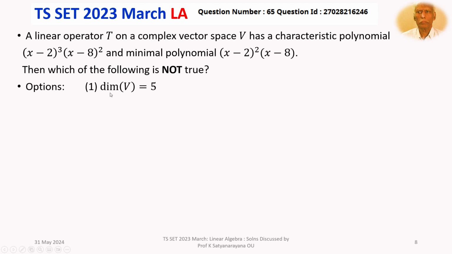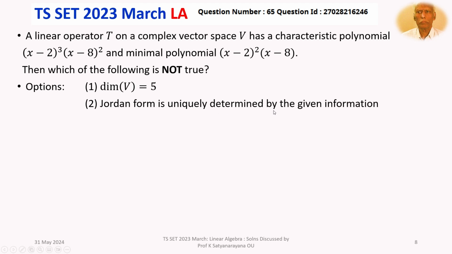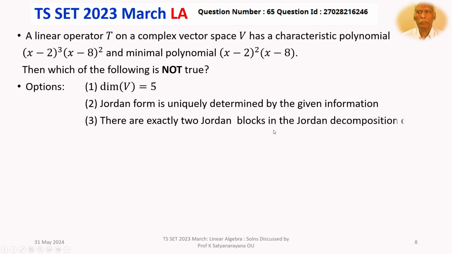Option 1, dimension of V is 5. Option 2, Jordan form is uniquely determined by this given information, that is, the information regarding characteristic polynomial and minimal polynomial. These two are the given information. Option 3, there are exactly 2 Jordan blocks in the Jordan decomposition of T. Option 4, the eigenvalues of T are 0, 2 and 8.